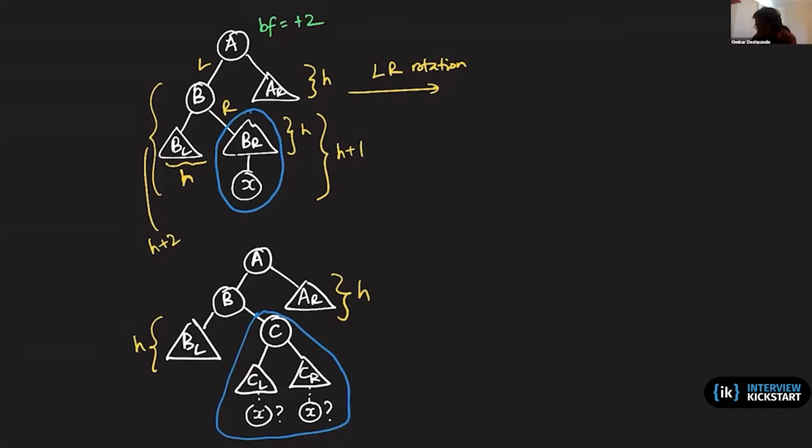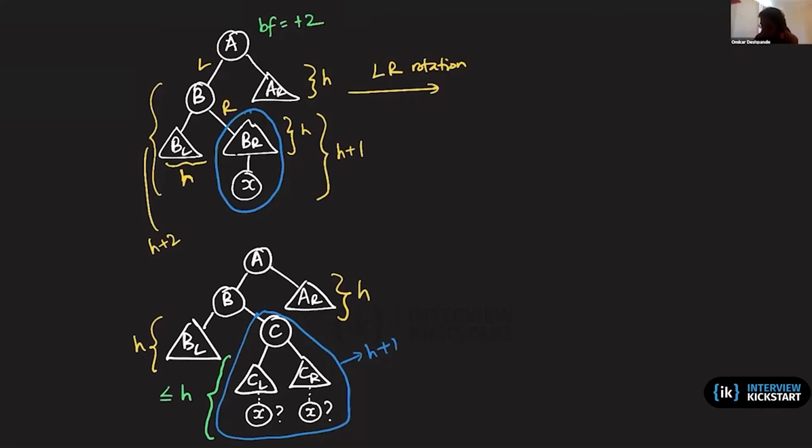So wherever x is, the height is going to be h plus 1. So the overall height is h plus 1. That means excluding C, these two heights, CL and CR, at least one of them must be of height h. One of them. Maybe not both of them, but at least one of them must be of height h.